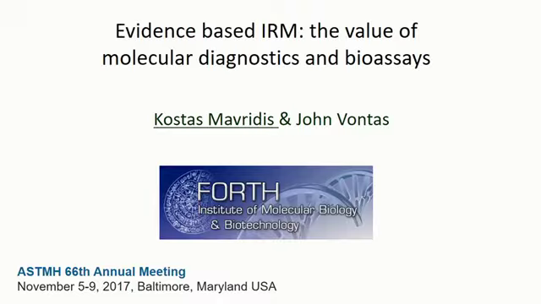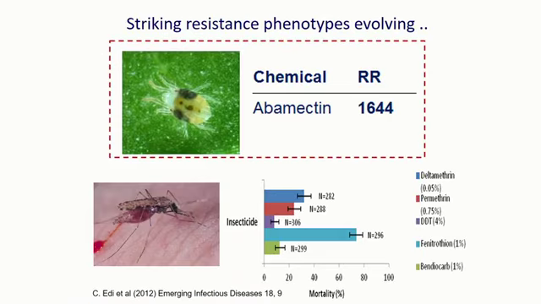Thank you, Mike. Good morning. So, during the last decade, we have seen striking resistance phenotypes start to arise, both in agricultural pests and in major disease vectors. For example, in the Tetranychus urticae agricultural pest, there has been a phenotype which has developed a 1600-fold resistance to the insecticide abamectin.